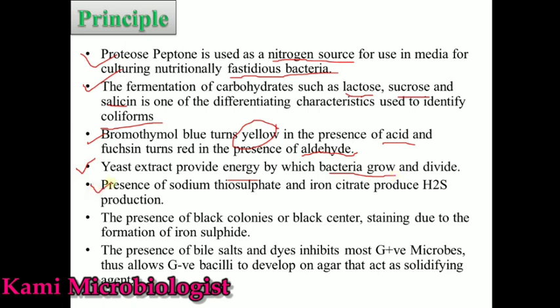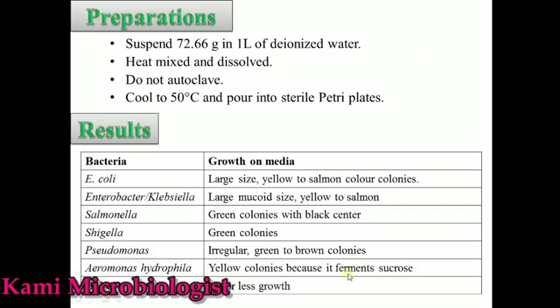Then we have sodium thiosulfate and iron citrate. These mostly produce hydrogen sulfide, and the black colonies of bacteria which appear on this media are possible due to iron sulfide. Then we have the presence of bile salt and some dyes, which are important for inhibiting gram-positive bacteria, and thus allow gram-negative bacilli to develop on this media. And finally we have agar, which is used as a solidifying agent.